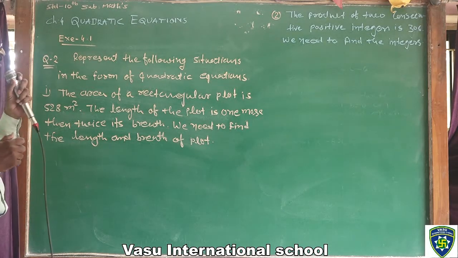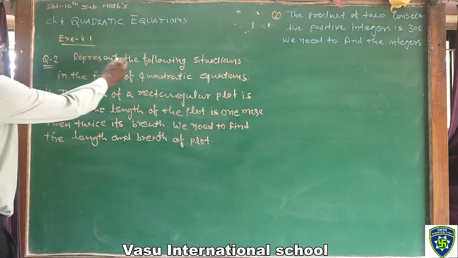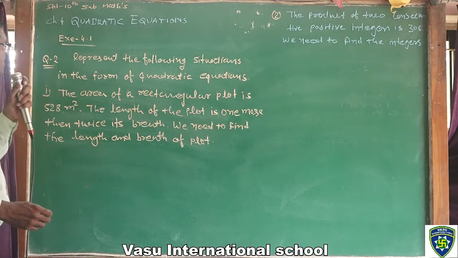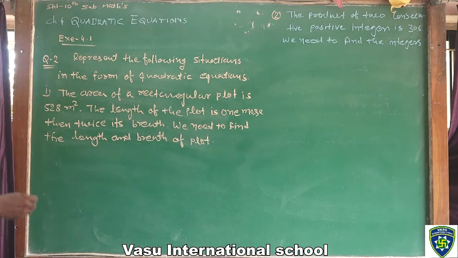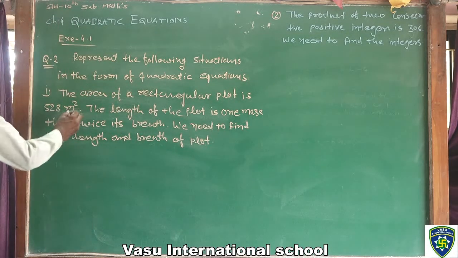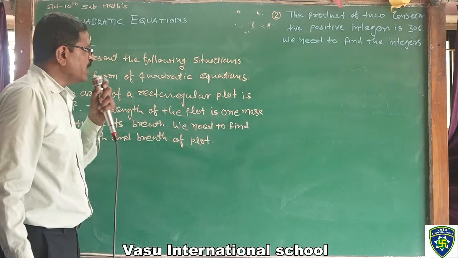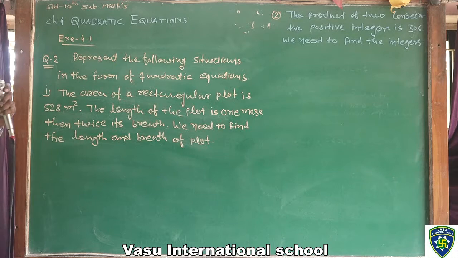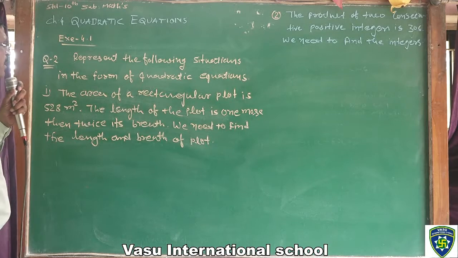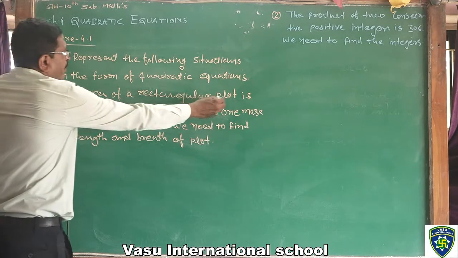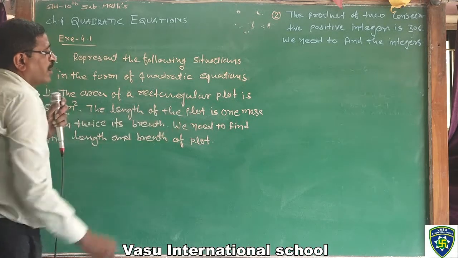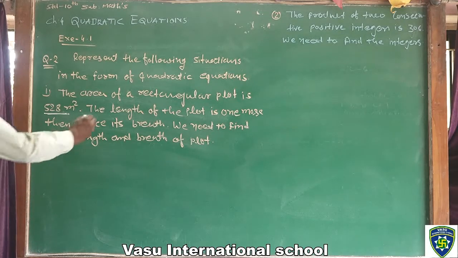As homework you completed. Clear? Represent the following situation. Question number 2. Look at here. Represent the following situation in the form of a quadratic equation. First, the area of a rectangular plot is 528 meters square. The length of the plot is 1 more than twice its breadth. We need to find the length and breadth of the plot. The area of the rectangular plot is given as 528 meters square. The length of the plot is 1 more than twice its breadth.